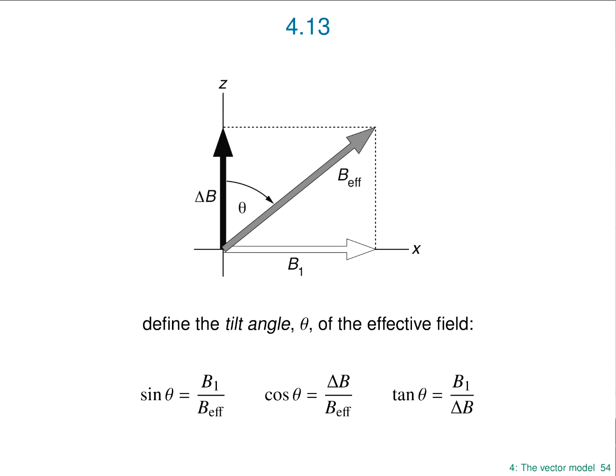Now this angle between B effective and the z-axis is called the tilt angle. Don't confuse that with a flip angle, that's something else. This is called the tilt angle. And you can see just from simple geometry, you can work out what theta is from B1 and delta B.